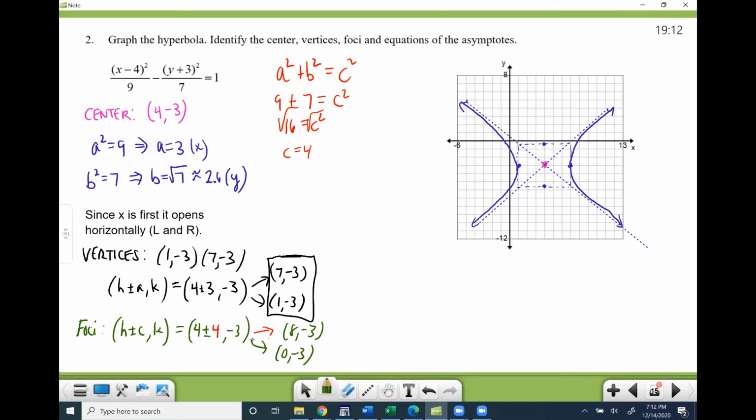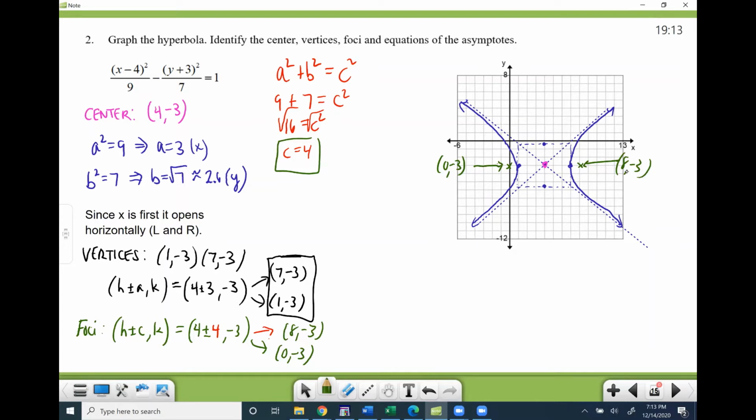So logically, if C is 4, then we should be going from the center 1, 2, 3, 4 spaces, and 1, 2, 3, 4 spaces. We should be right there. And if you look at these ordered pairs, that's the 0, -3. So we did a good job there. And then this is the 8, -3. Okay.